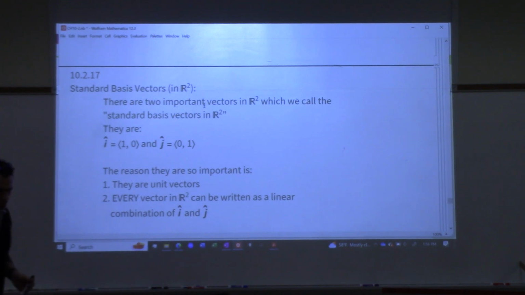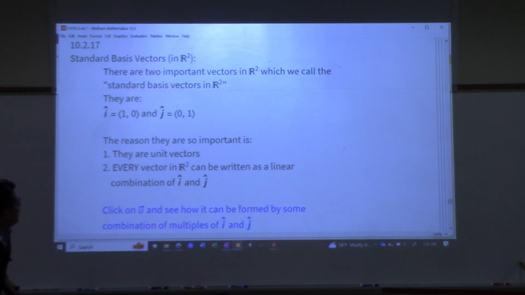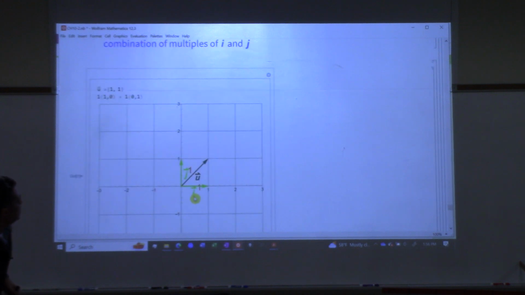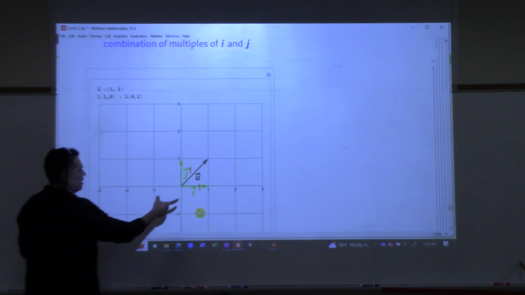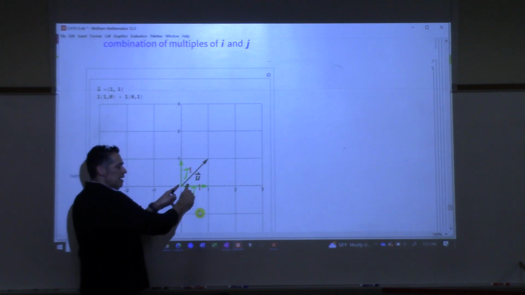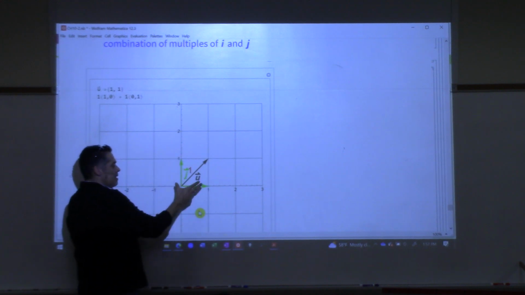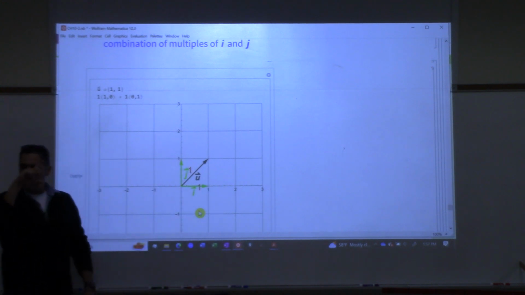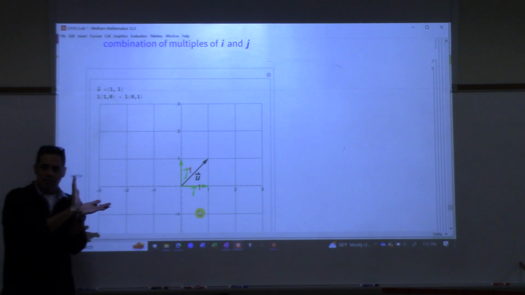Let's look at them visually. Do you see the green vectors? That's i hat, the vector (1, 0). And j hat is the vector (0, 1), which goes straight up. They both have unit length, right? They both have a length of 1. And do you see that they are perpendicular to one another?